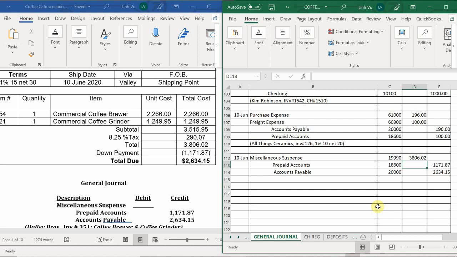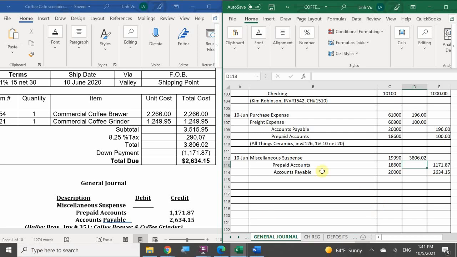So in this case, the grand total amount without the payment is going to be $3,806.02, which includes both the coffee grinder and the coffee brewer with the tax. Now, because I made a down payment, that went against my bill. So I already paid a down payment of $1,171.87, and I still owe $2,634.15 remaining. All right. Good.